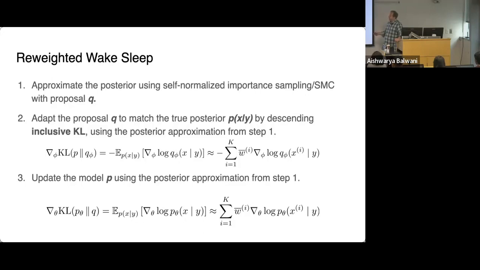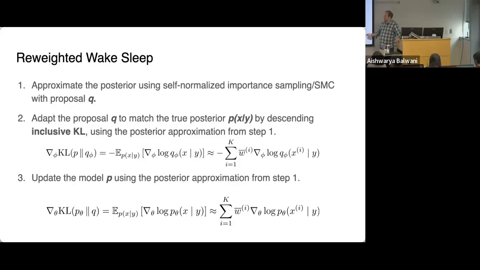How do we update the proposal? Well, we're going to try to make Q look more like the posterior that was estimated from step 1. How do we define more similar to the posterior? There are many ways to say how similar two distributions are. What we're going to do here is try to minimize the inclusive KL divergence, i.e. KL(P||Q). And we can do that with simple gradient descent.